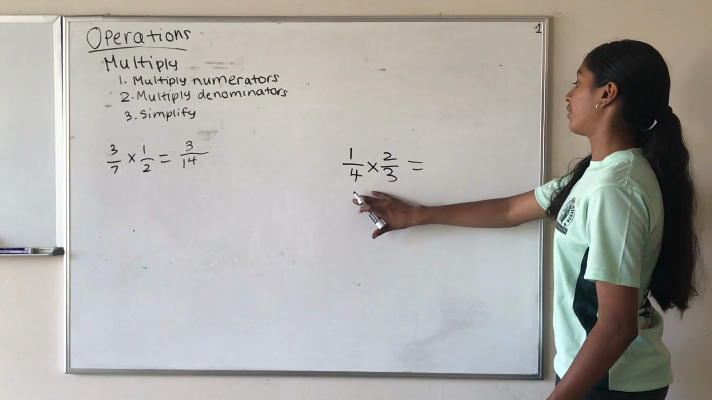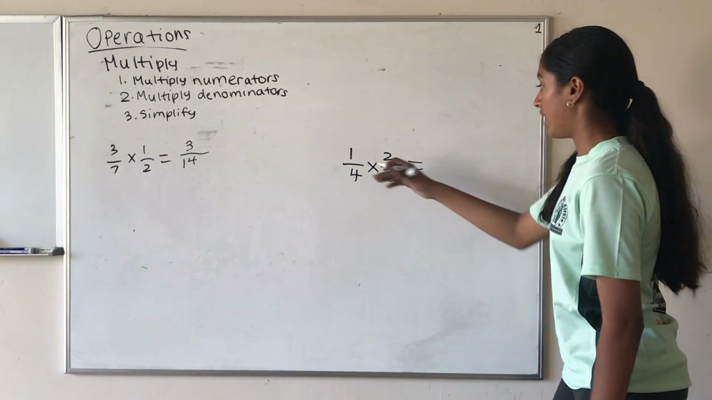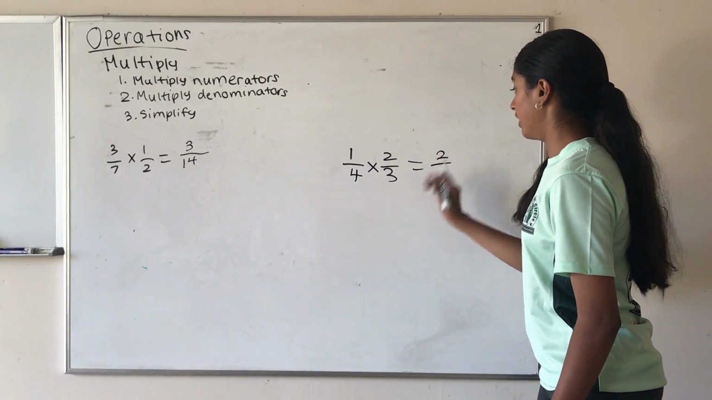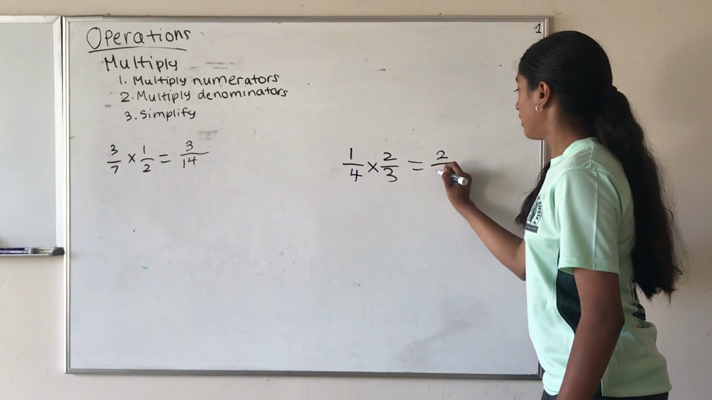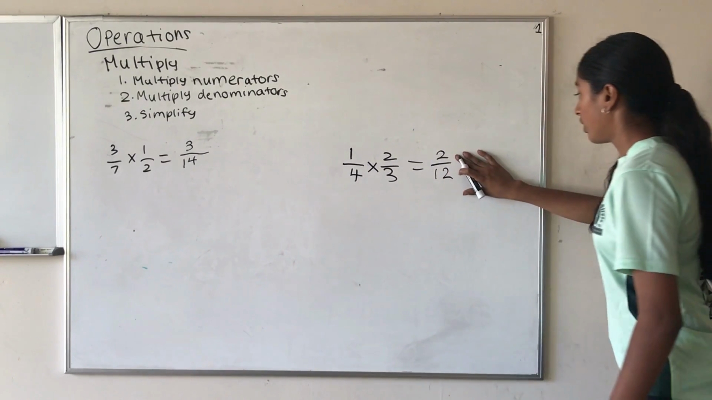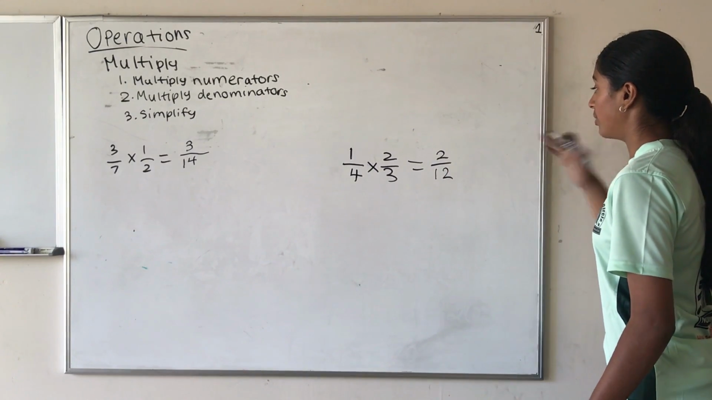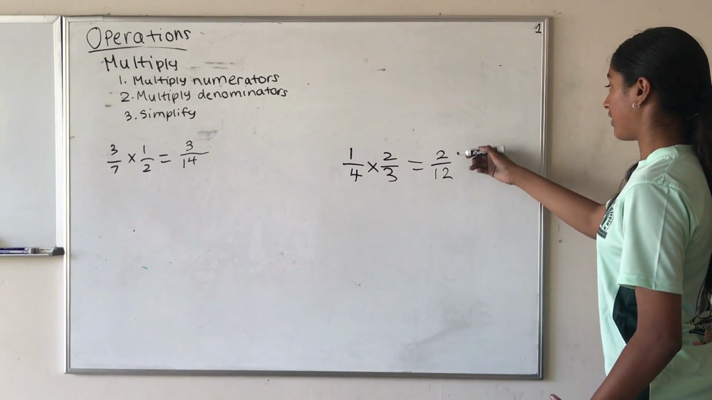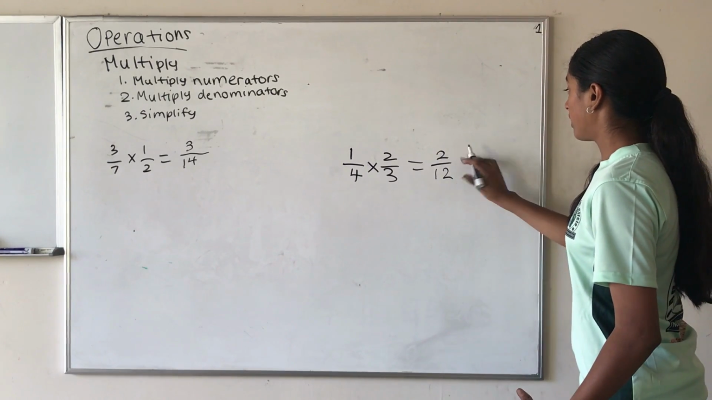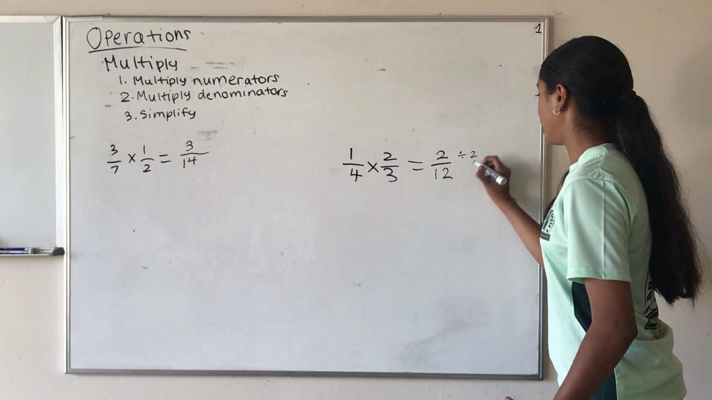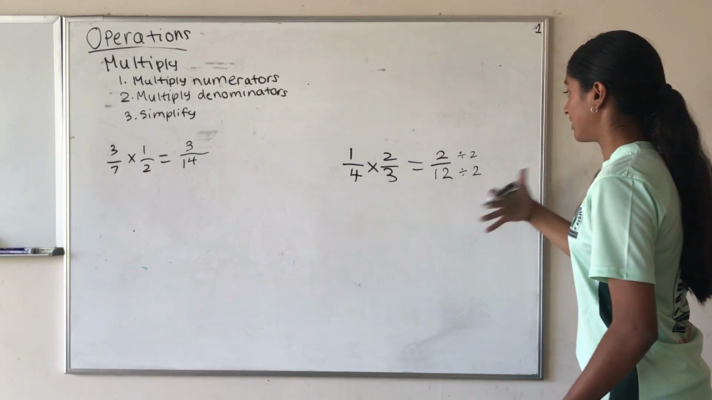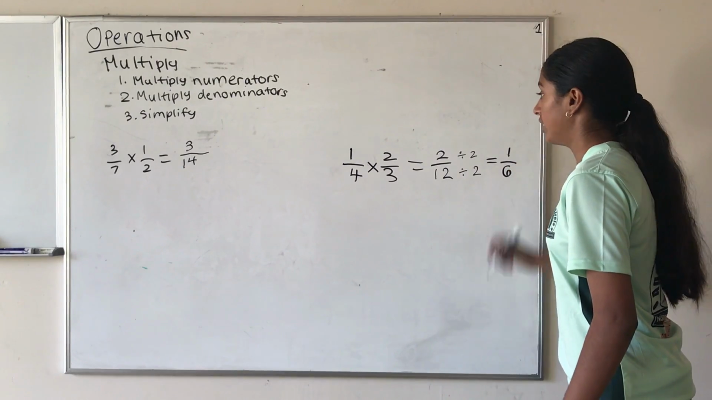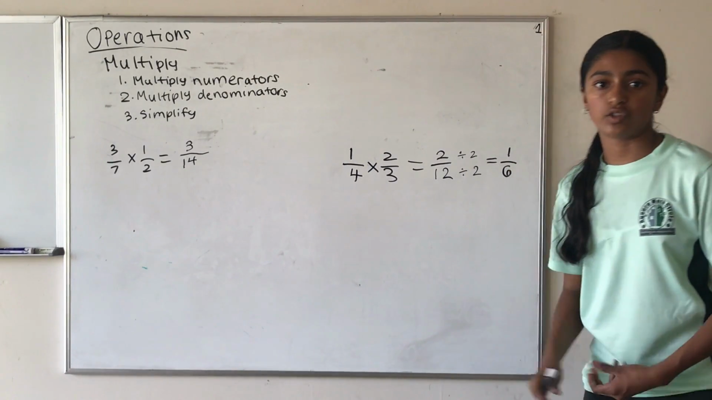In this example, 1 over 4 times 2 over 3, we would have to multiply the numerators. 1 times 2, which is 2, and then 4 times 3, which is 12. 2 over 12 can be simplified because the numerator and denominator have a factor in common. In this case, the factor is 2. So what you would do is divide the numerator and denominator by 2 so that it's in its simplest form. 2 divided by 2 is 1, and 12 divided by 2 is 6. So your answer would be 1 over 6.